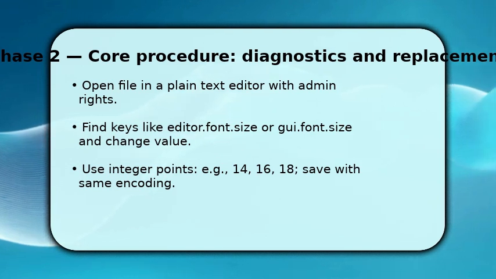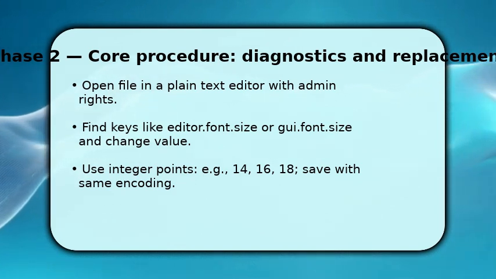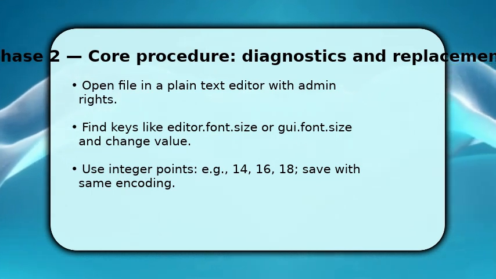Change the numeric value to the point size you want, for example 14 or 16. Save the file with the original encoding. Once done, double-check you did not alter other lines. Small syntax errors can stop BlueJ from reading the file correctly.